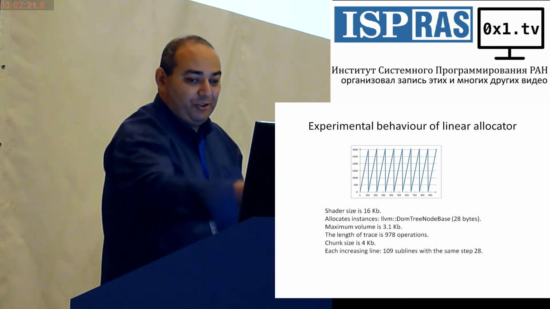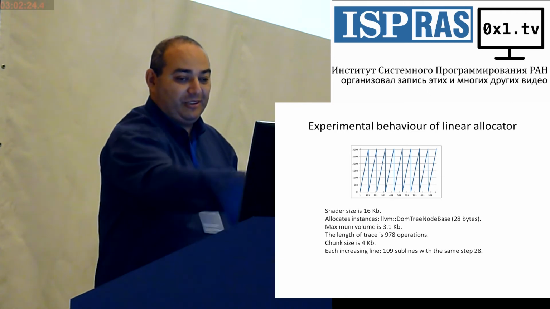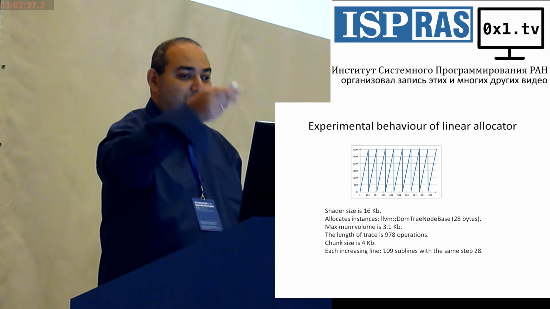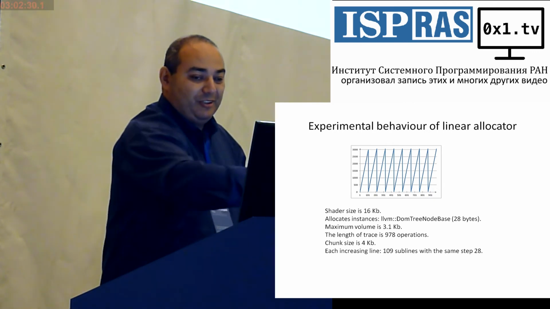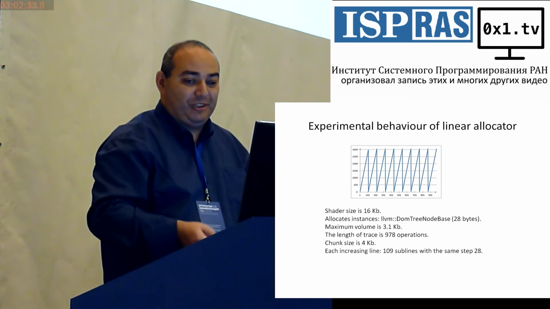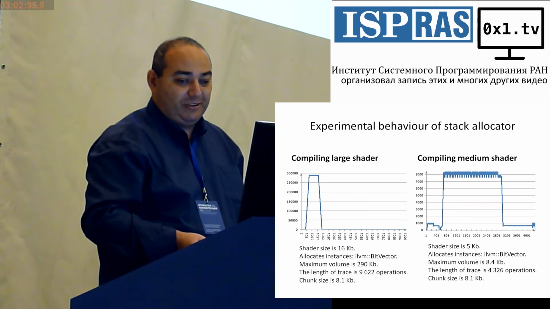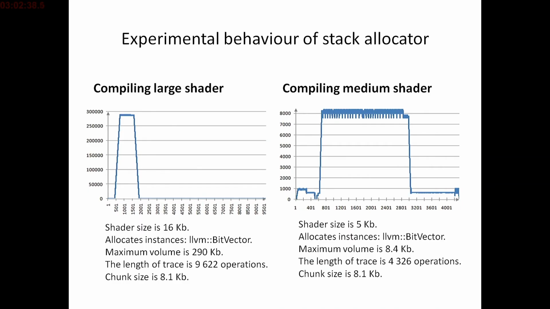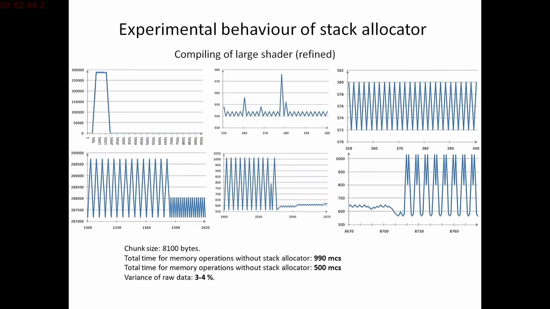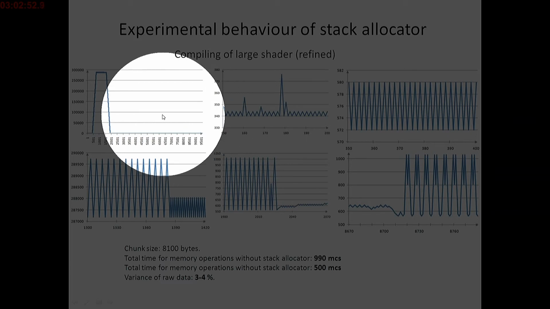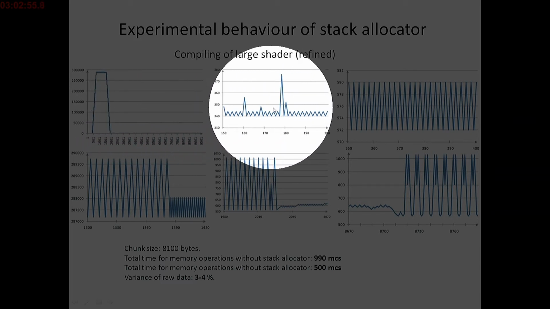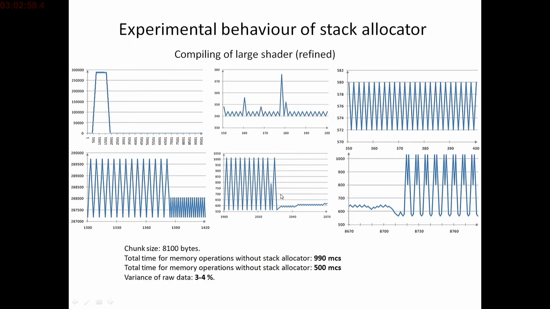First of all, they show how the allocators behave, the typical behavior of the standard one, and how the useful memory volume changes. So we allocate and then free. For the stack allocator, these are the results for a bigger shader, and this is for a smaller shader. So here the graph shows the total picture, and these are the detailed pictures of different parts of it.